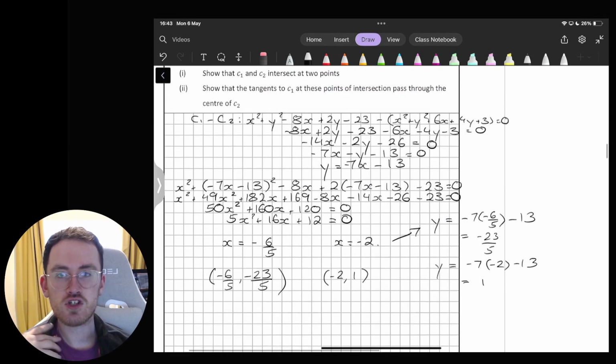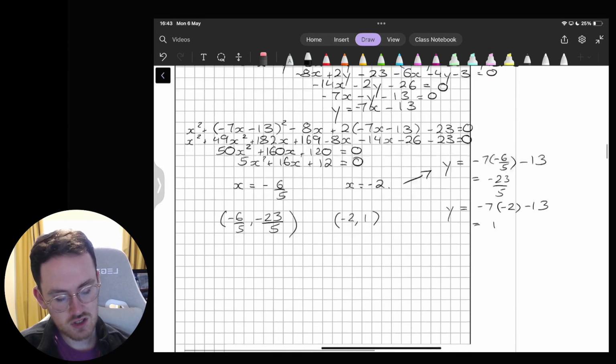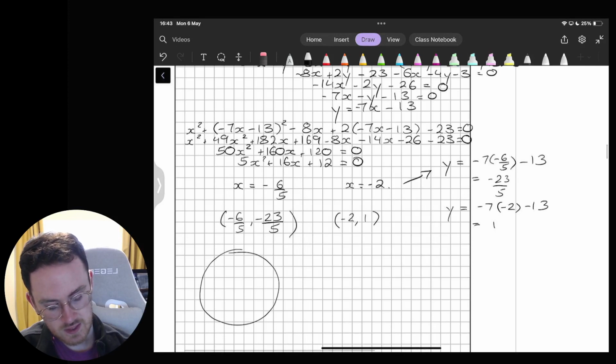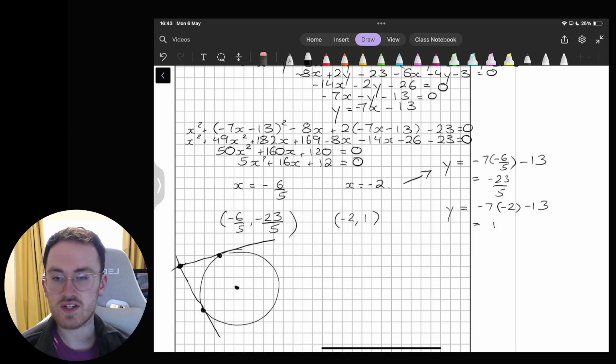Second part of the question, show that the tangents to C1 at these points of intersection pass through the center of C2. So what we need to do is find the tangents to the first circle at these points of intersection. So we have 2 points here. One of them, for example, could be down there. The other one could be here. Okay, I don't really know where they are at all. So I have 2 tangents here, and I need to show that both of those tangents do cross over, and where they cross over is actually the center of the other circle.